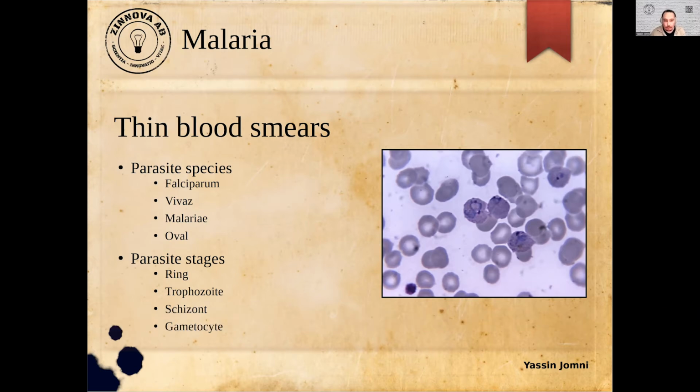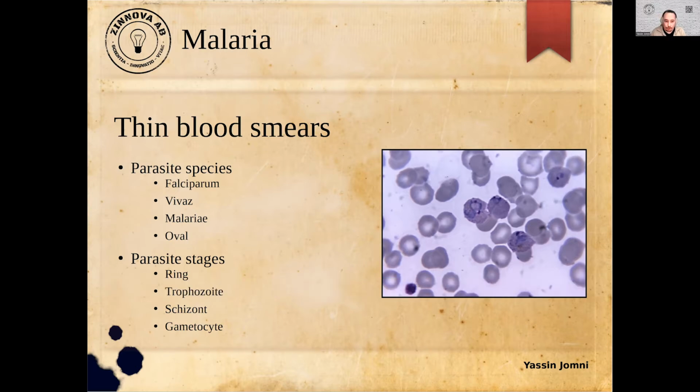But this kind of detection is not used widely, although with this one you can know what parasite species it is. So you have 4 malaria parasite species: falciparum, vivax, malariae, and ovale. And then you can also know what parasite stage it is in. And it's also 4 stages: ring, trophozoite, schizont, and gametocyte. But this method is not used very often.